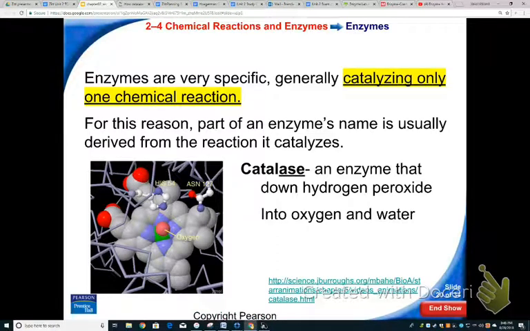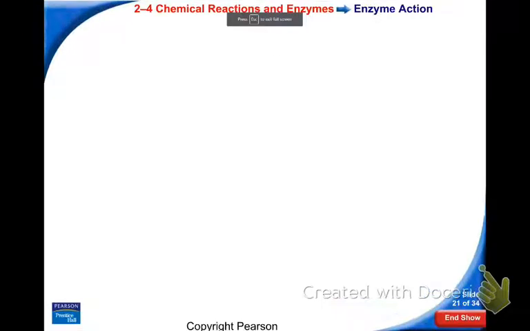Notice that catalase ends in ASE. Enzymes typically have that ASE ending, and then the root of their name is going to refer to what they break down. So lipase breaks down lipids, protease breaks down proteins, and so on.